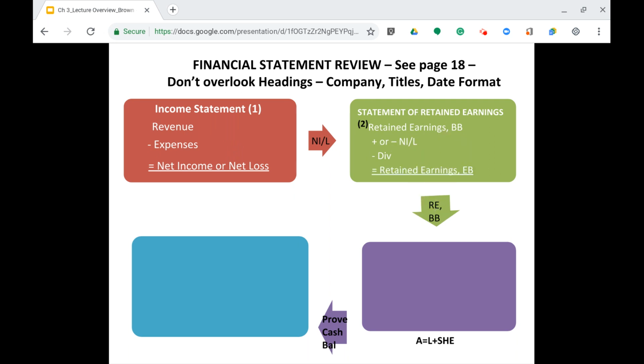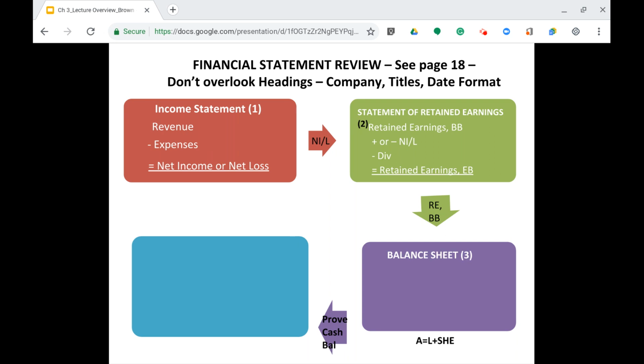Make sure you understand the format, and the date format is very important as well. There are 3 financial statements that begin the date with for the month ended, and there's one that just has the date, and you need to know the difference between them and why.